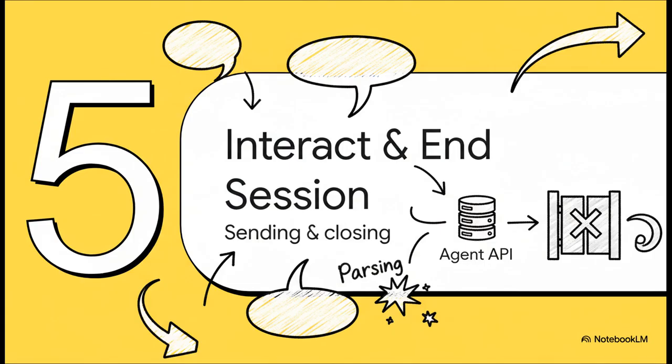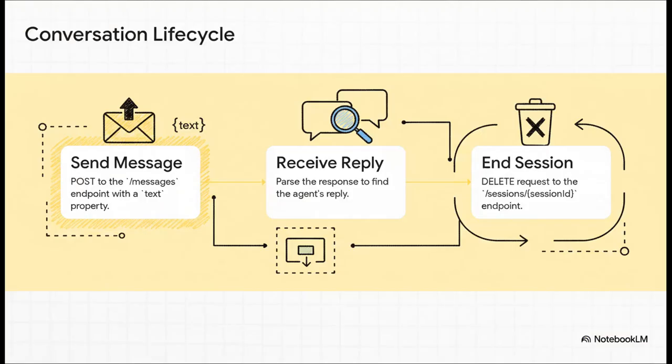Okay, with an active session ID, we can finally start the actual conversation. This part is all about sending messages to the agent, parsing its replies, and then, just as important, ending the session gracefully when we're all done. So the life cycle of a chat is pretty simple. First, you POST to the /messages endpoint using that session ID you just got. Your payload is just a simple JSON with a text property. The agent's going to reply with a more complex JSON, but what you're looking for is nested inside message and then text. Finally, when the conversation is over, you just send a DELETE request to the session endpoint to close it all out.